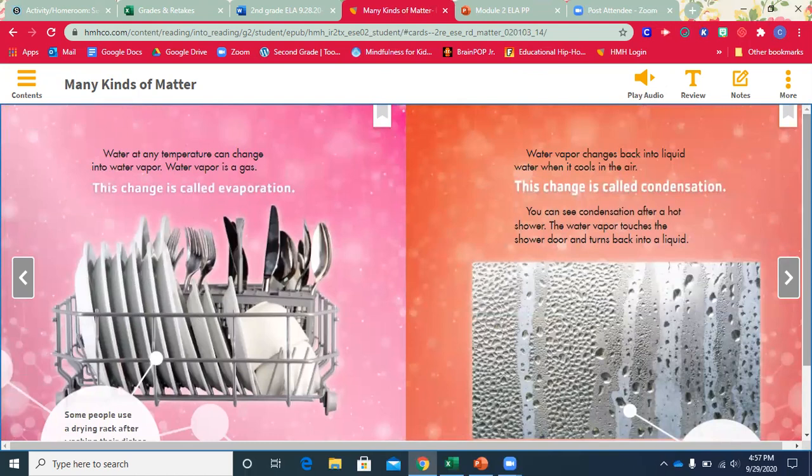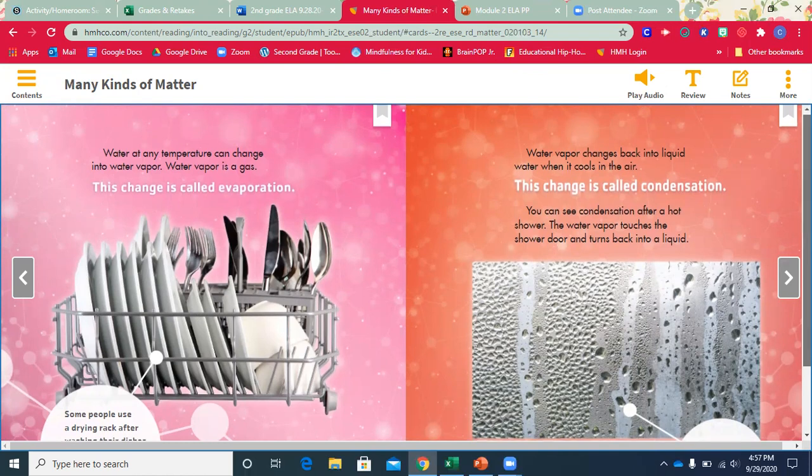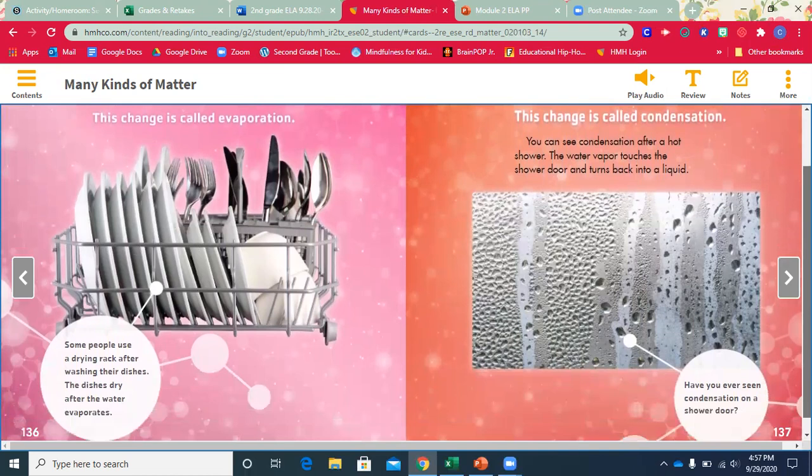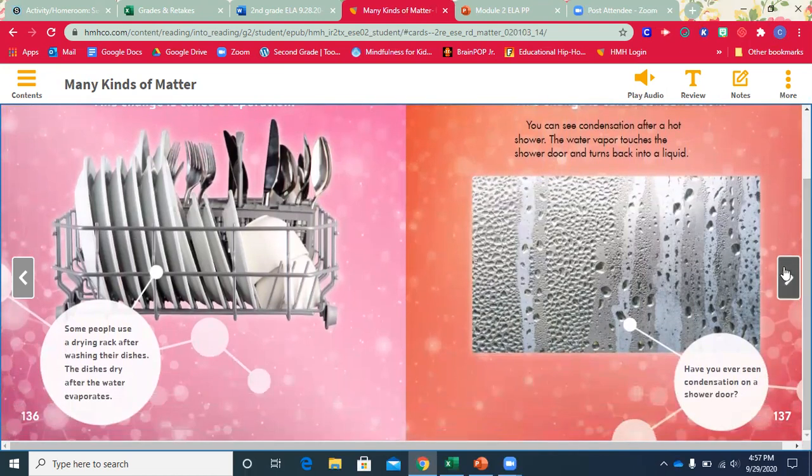Then we have condensation. Water vapor changes back into liquid water when it cools in the air. This change is called condensation. You can see condensation after a hot shower. The water vapor touches the shower door and turns back into a liquid.